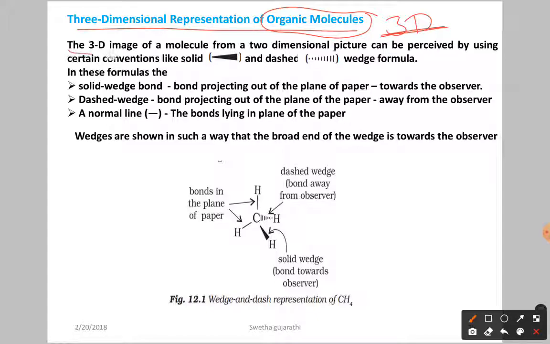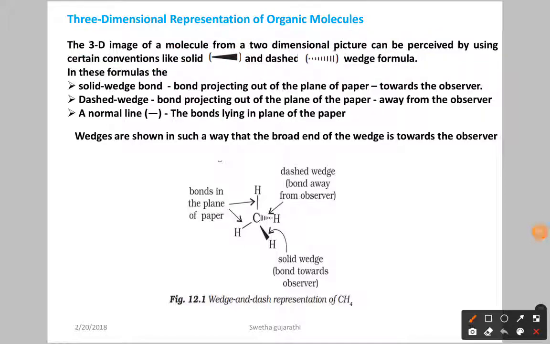The 3D image of a molecule from a two-dimensional picture can be perceived by using certain conventions like solid and dashed wedge formulas. Here, a structure in 2D on the paper can be shown as 3D on paper by using some solid lines and some dashed lines. That is called wedge formulas. Now let us see how you are going to show the structure in a 3D manner on a paper.